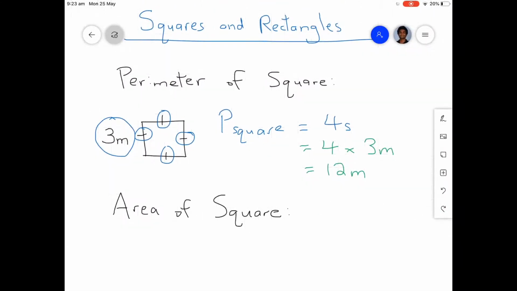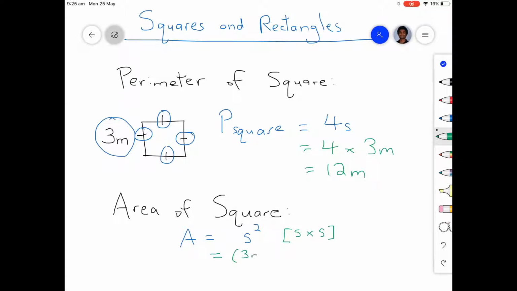Now, looking at the area of a square, the formula we use is side squared. And what that means is side times side. So you don't need to write this next line down, but in case you need a reminder, side squared means side times side. So looking at the example above, 3 meters is our side. So our next line will be 3 meters squared. So 3 meters times 3 meters will be 9 meters squared. And just a reminder, the reason why it's meters squared is because just like 4 times 4 is 4 squared, meters times meters is meter squared.